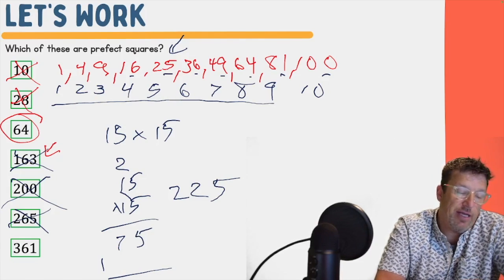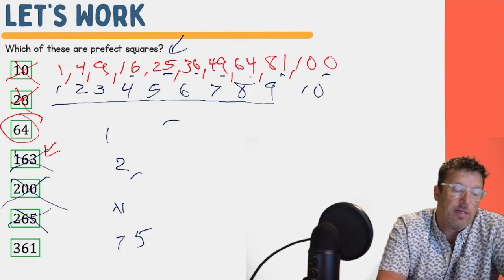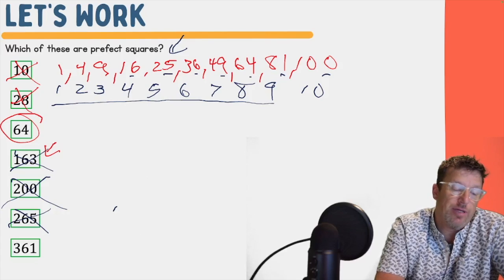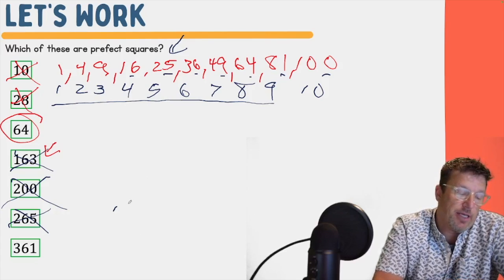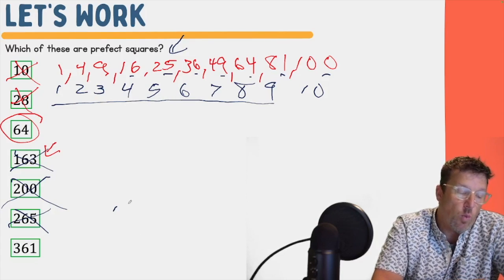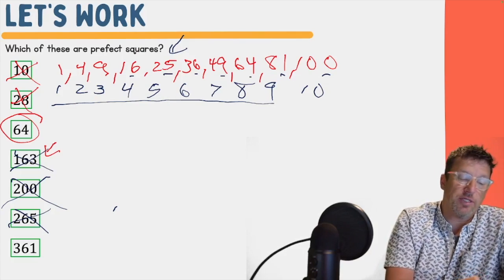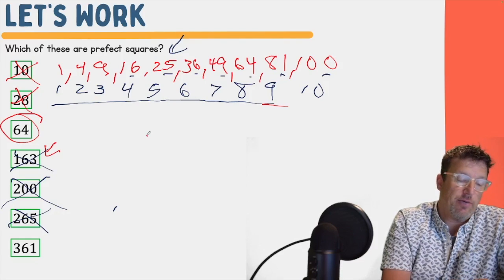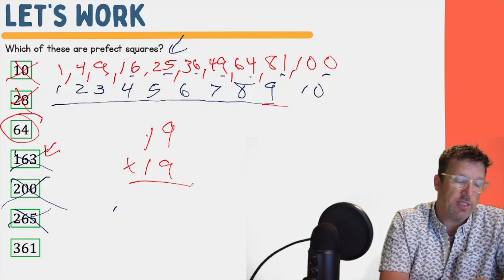Do we have any that end in a 1? Well, yes, we do. We know that 9 times 9 gives us 81. So we have a chance for a number that ends in 9 to equal 361. Well, what's the next number that ends in 9? That would be 19 times 19. So let's solve that and see what happens.